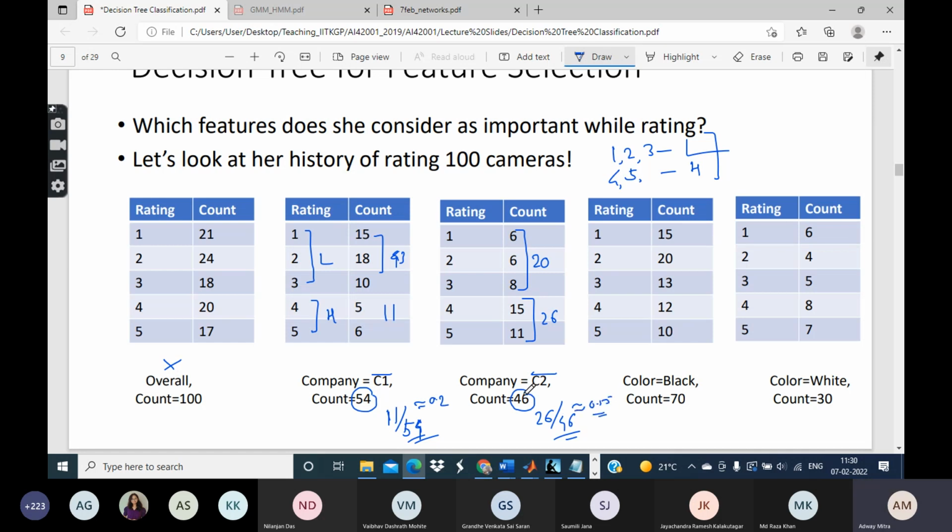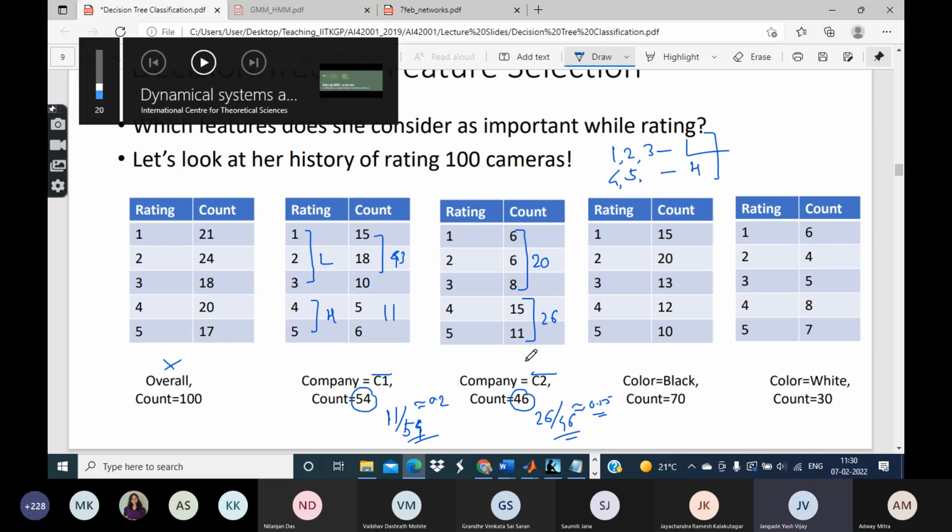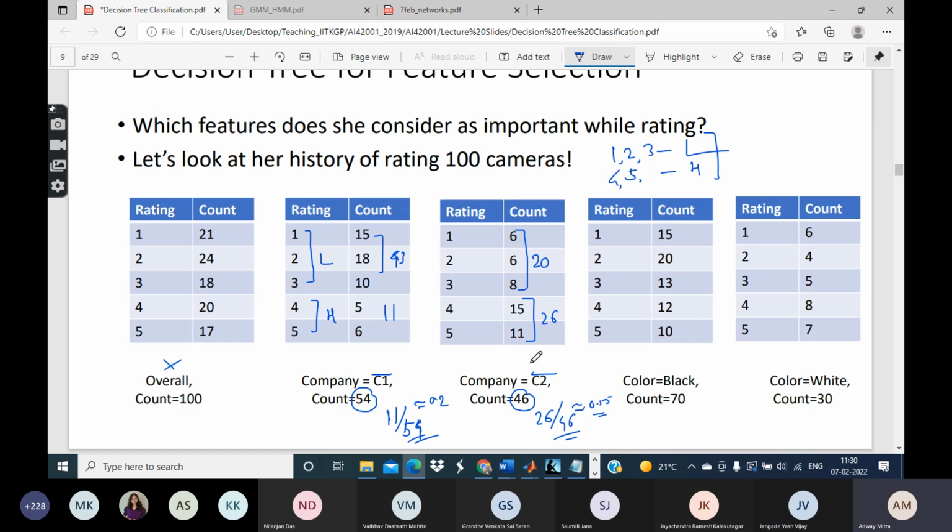So on the basis of this, clearly the difference between the two companies is large, but can we say that she is actually giving the ratings based on company bias? What do you think? Do you think she is biased against company C1 and biased towards company C2, and that is driving her ratings? Yes, maybe we can say that, because there is a difference in how she is preferring company C2 over C1. Okay, fine. Anyone else?